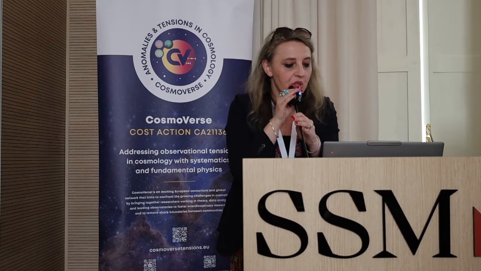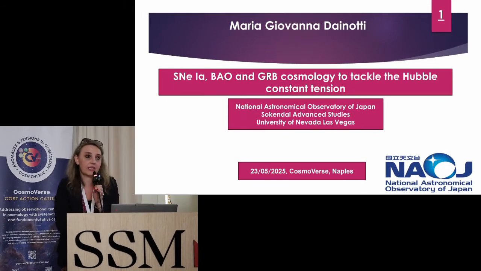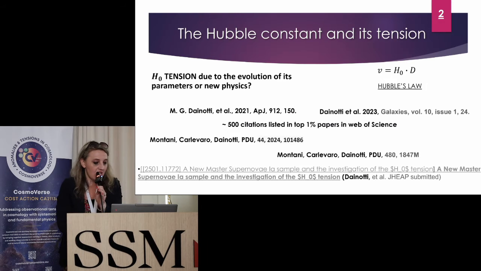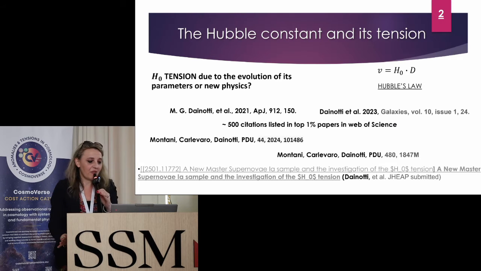So I'm going to tell you about Supernovae, BAO and GRB cosmology to tackle the Hubble constant tension. This is work that has been done with many people, some of them in the room. We have been thinking and speaking about the Hubble constant tension, and many discussions have been ongoing these days, whether this is real new physics or there are still some selection biases or some evolution that we would like to actually tackle, and what could be the answer.